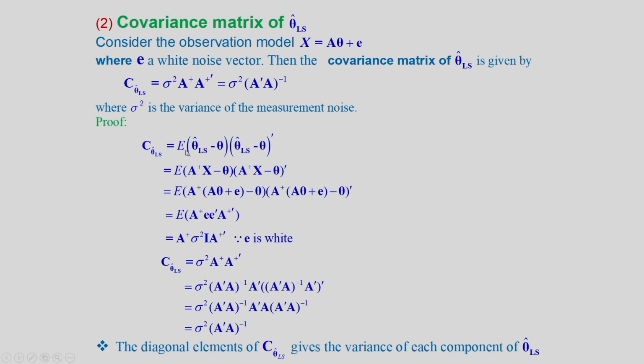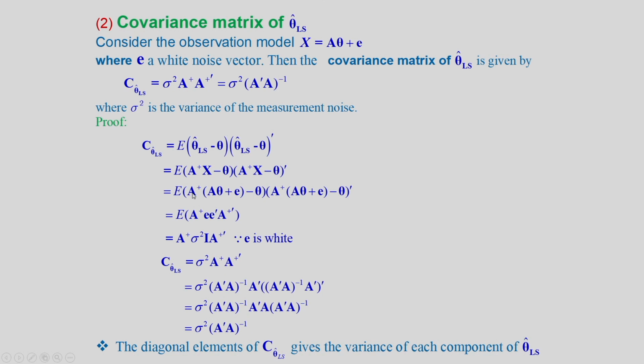C of theta LS hat is equal to E of (theta LS hat minus theta), because it is unbiased, into (theta LS hat minus theta) transpose. This is the definition of the covariance matrix. Now, we can write theta LS hat as pseudo inverse of A times the data vector. So, (pseudo inverse of A into x minus theta) into (pseudo inverse of A into x minus theta) whole transpose. This is the definition of C theta LS hat, and now we will write x equal to A theta plus E. Here also x is equal to A theta plus E.